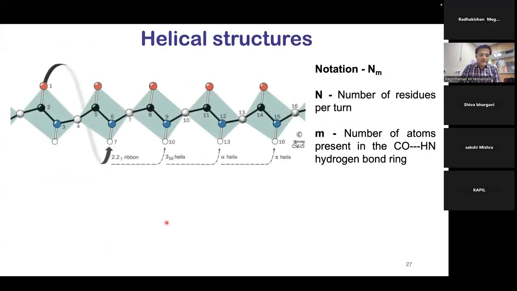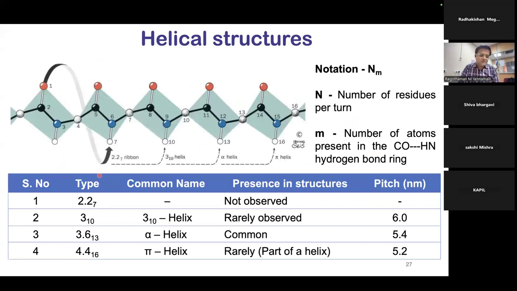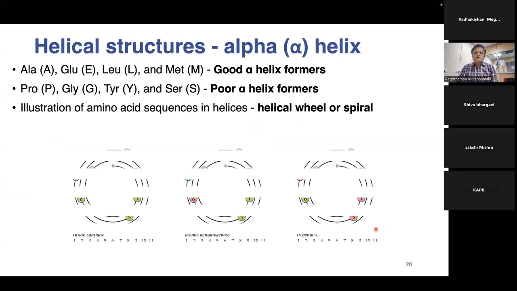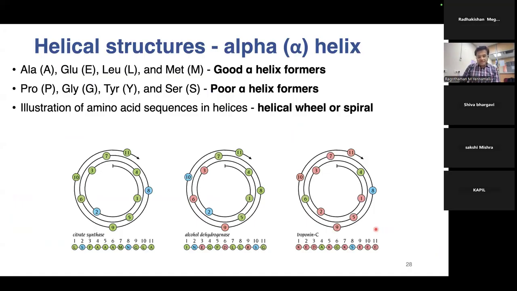So helical structures are the most common, and they come in different flavors. The alpha helix is very common. The pitch is 5.4 nanometers, whereas the 3-10 and pi helix are rare, but you do see examples of them in many different proteins. Because of the physicochemical properties of the amino acids that make up the protein, certain amino acids are good helix formers and certain amino acids are poor helix formers. Using that, a very crude way of understanding came up using something called a helical wheel.